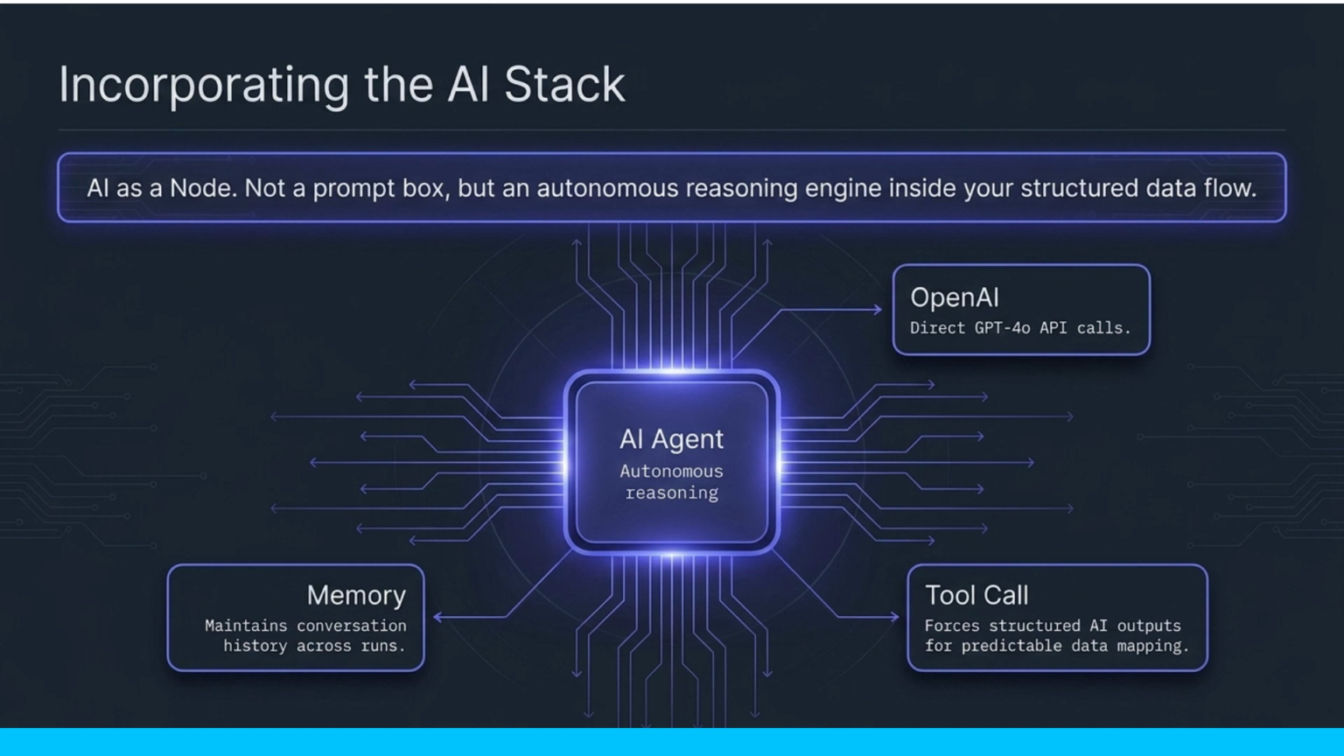Connected to it, OpenAI for direct GPT-4o calls. Memory for maintaining conversation history across workflow runs. Tool call for forcing the AI to return structured JSON. When your AI agent returns a JSON object with a category field and a draft response field, your switch node can read the category directly and your Gmail node can send the draft directly. That is the difference between a chatbot and an autonomous reasoning engine embedded in your business logic.